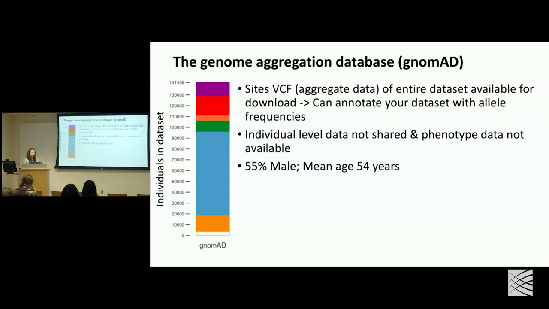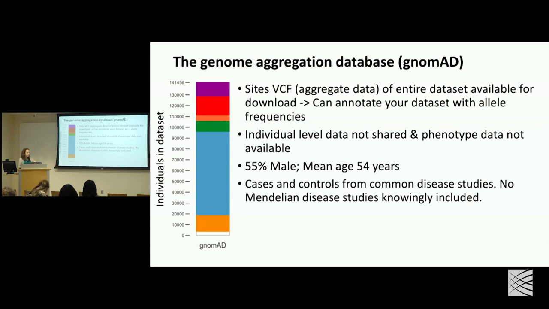It's pretty evenly balanced, but 55% male. The mean age is 54 years, so these are mostly adults. There are a few individuals under 18 in the data set. There are cases and controls from common disease studies. We don't knowingly include any cohorts that were recruited for pediatric onset disease, but that doesn't mean that there couldn't be some individual with pediatric onset disease who participates in an adult study. There's lots of type 2 diabetes, there's schizophrenia and bipolar, there's GI disease, there's cardiovascular disease, there's a whole number of diseases, but there's cases and controls.